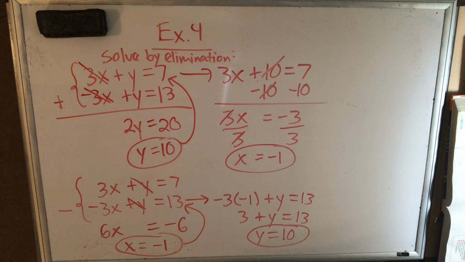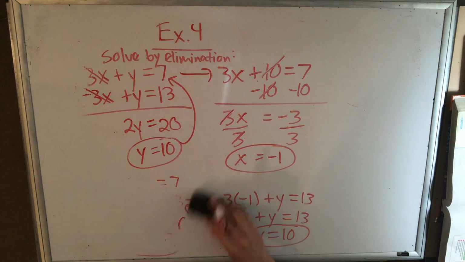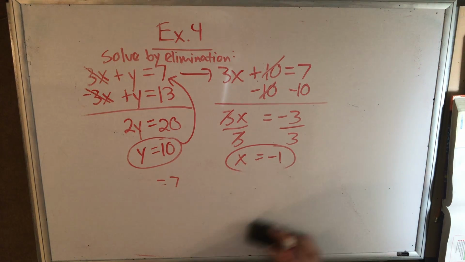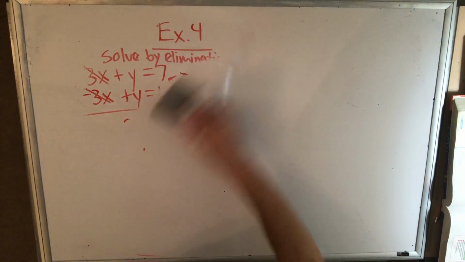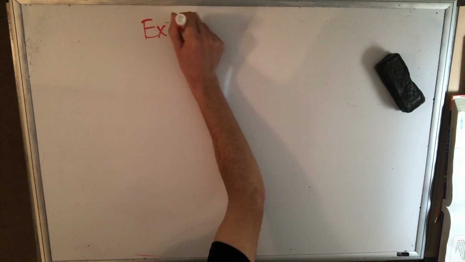Now let's look at example 5, and then we'll look at a word problem, and then we're done. Example 5, solve by elimination.